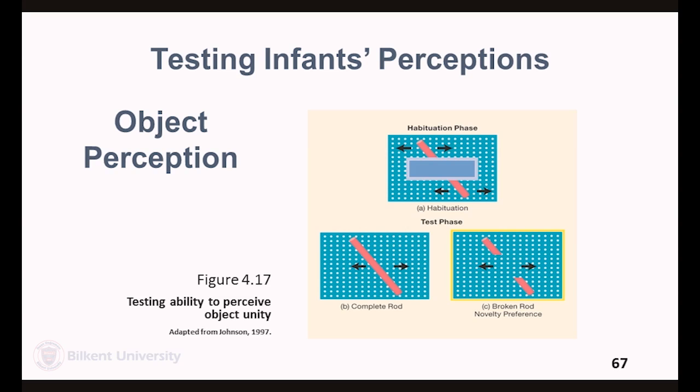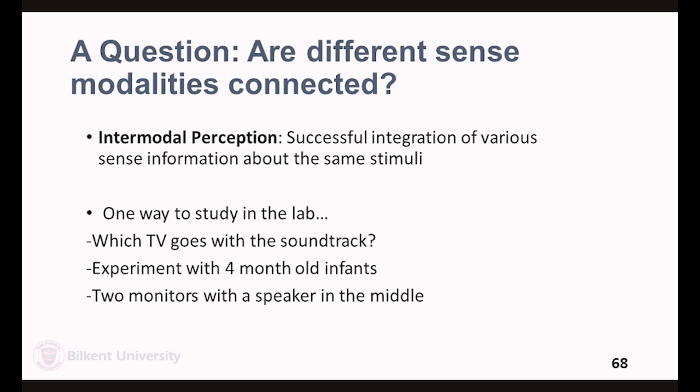Okay, object perception, we will talk a little bit more about this, but infants expect, for example, that if both ends of a rod are moving behind this block, then they expect this to be connected rather than two separate pieces. So this gives us some idea about their expectations about objects and movement, right? So are different sense modalities connected?